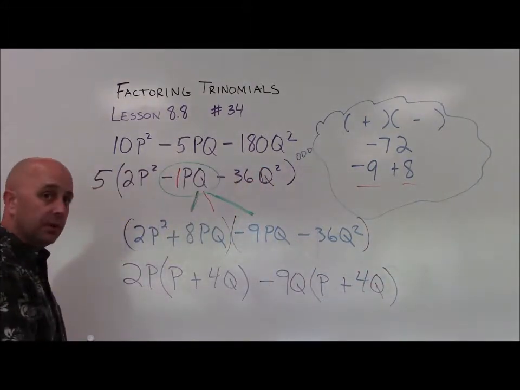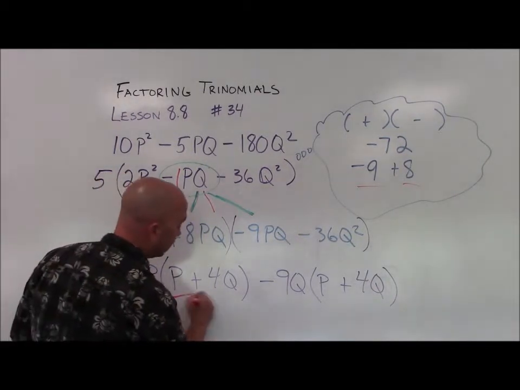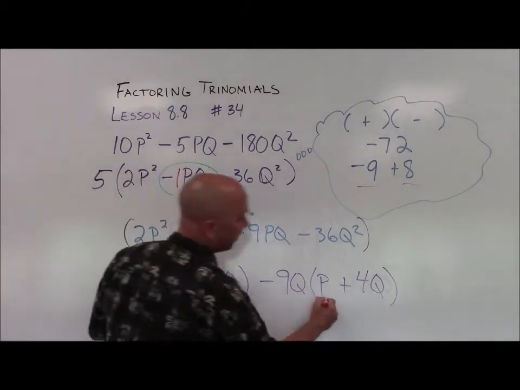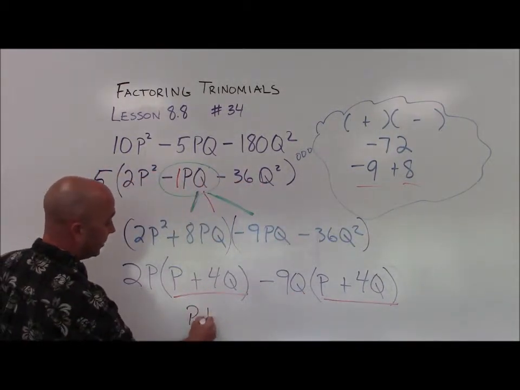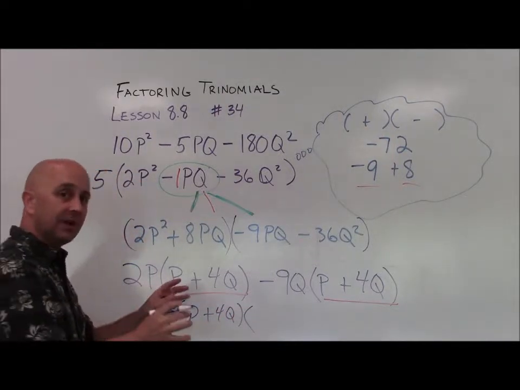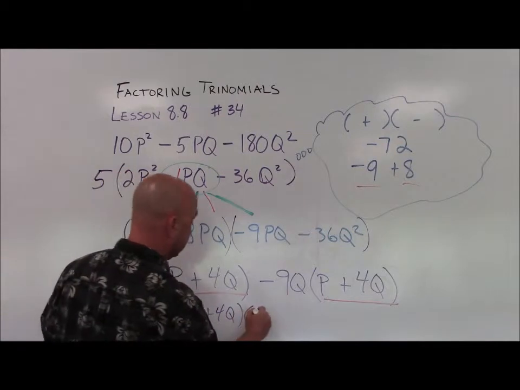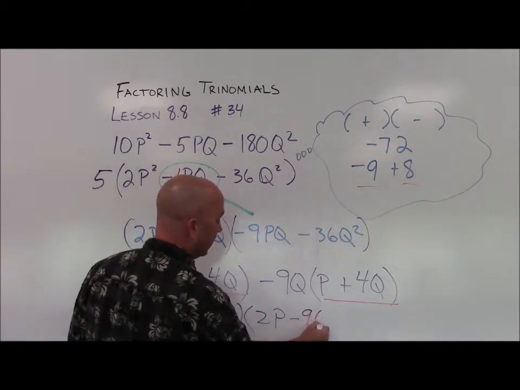Now, like before, you'll remember that we next look for a common factor. So one of our factors is p plus 4q. So I'm going to write that right here. P plus 4q is one of my factors. Now my other factor is what's left after I factor that out. So I have 2p minus, or plus negative, 9q.